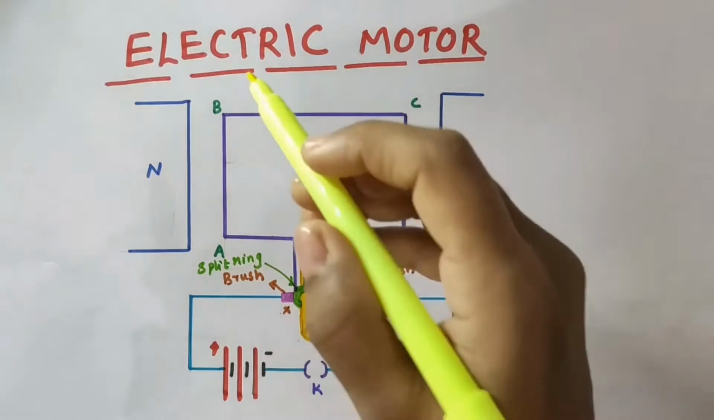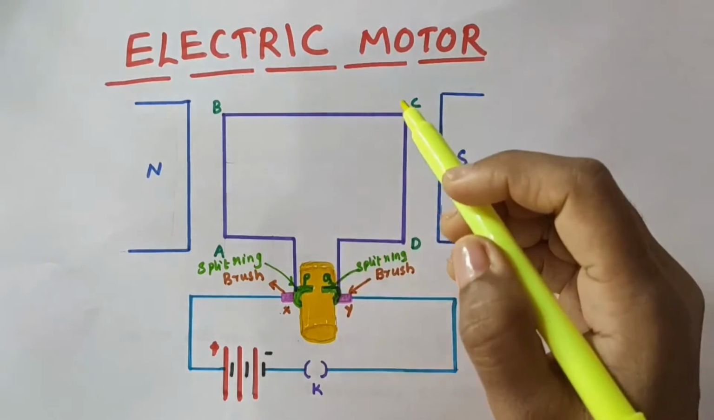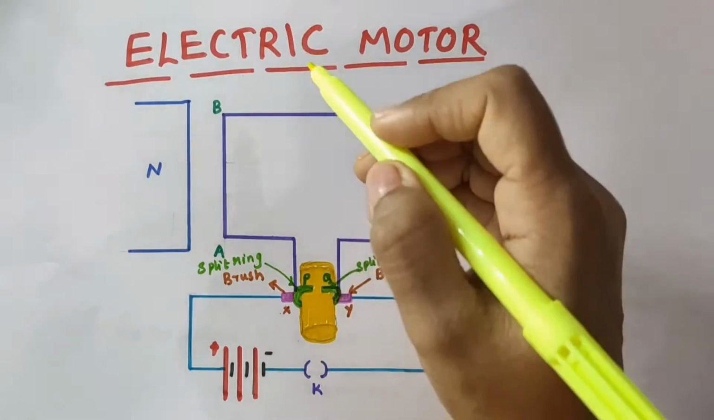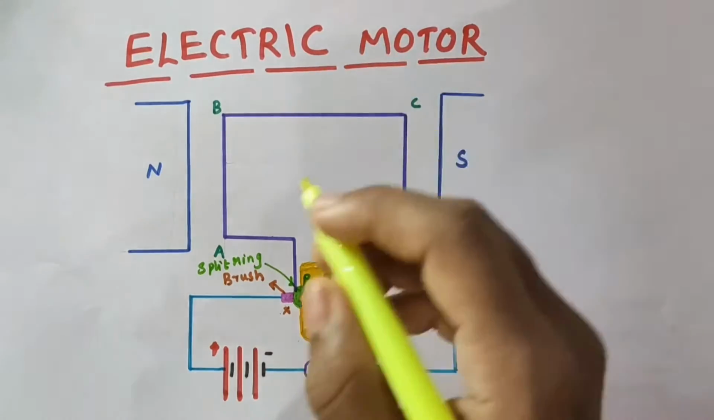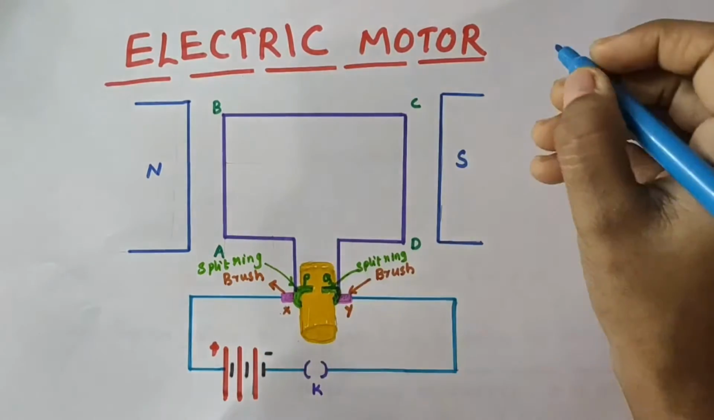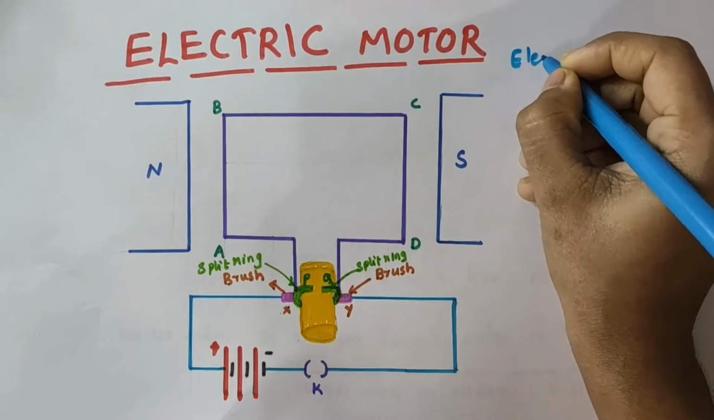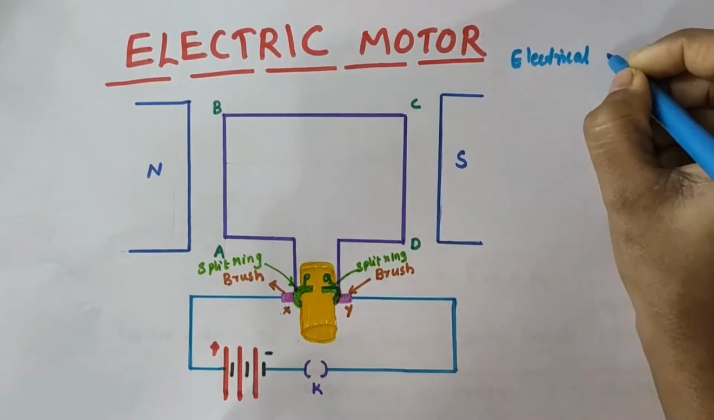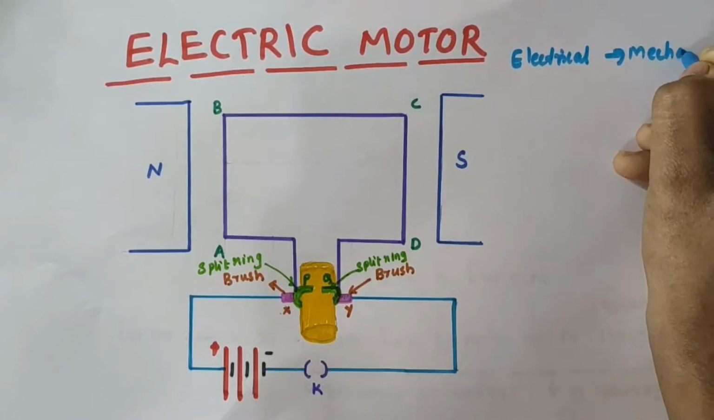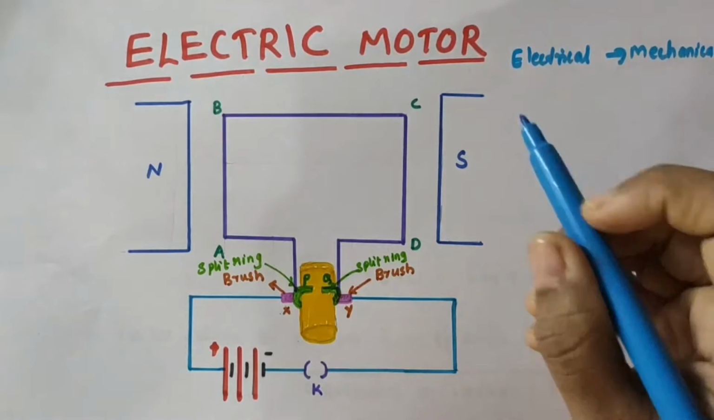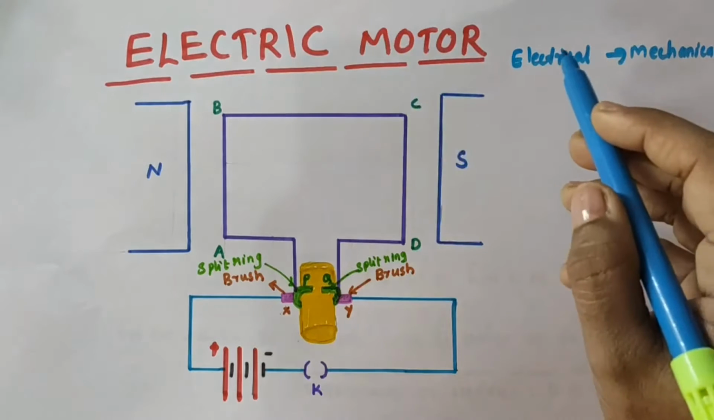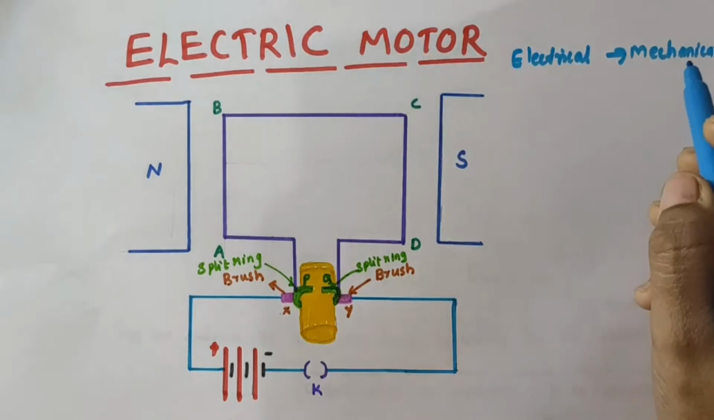In this video, we are going to discuss electric motor. An electric motor is a rotating device that converts electrical energy into mechanical energy. So, an electric motor converts electrical energy into mechanical energy. The energy conversion is electrical to mechanical.